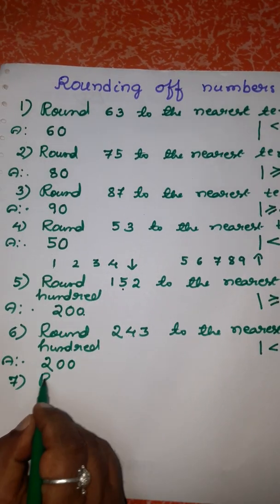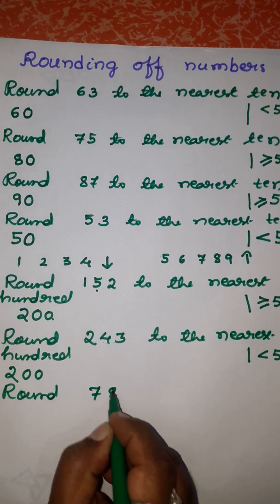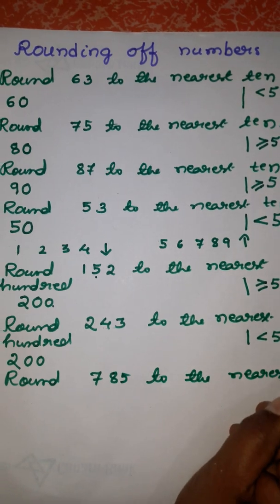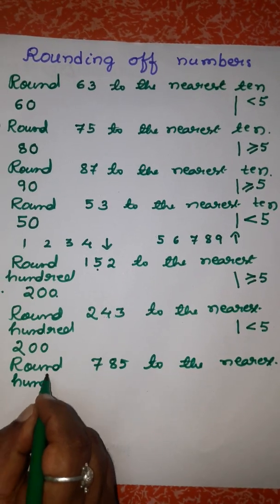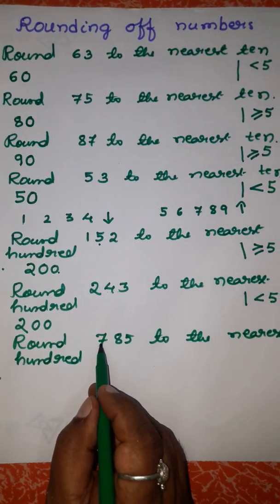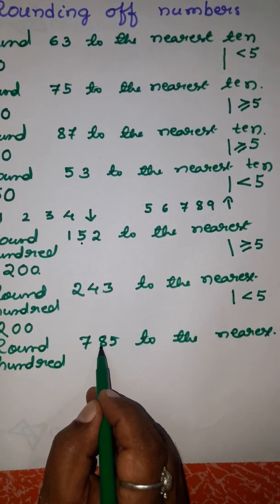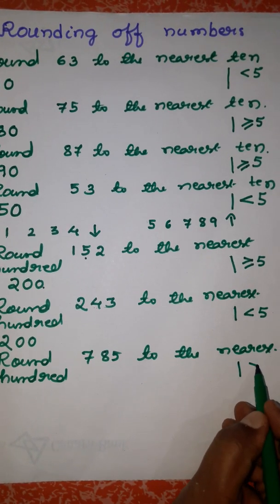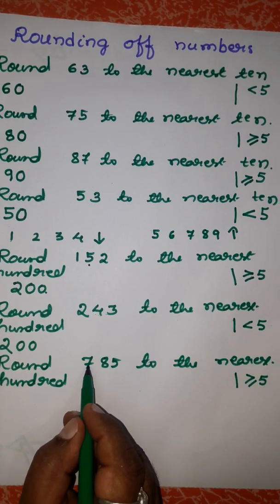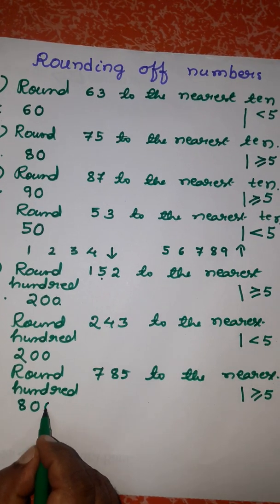Next example. Round 785 to the nearest 100. Now in hundreds place we have 7 and the place previous to hundreds place is tens place. In tens place we have a number greater than 5. If a number is greater than or equal to 5, I have to add 1 to hundreds place. So 7 plus 1 becomes 8 and make the remaining numbers 0, 0.